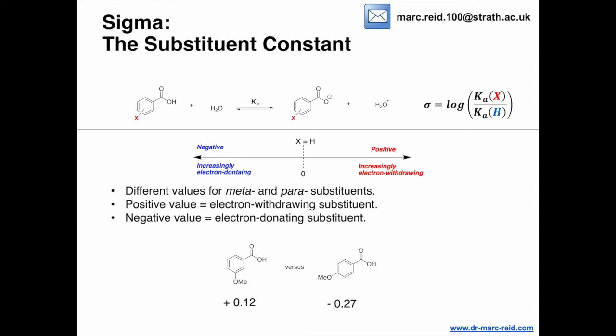Perhaps surprisingly, the meta-methoxy isn't simply less donating relative to para-methoxy. It actually carries a positive value for sigma, inferring that it is, in fact, electron withdrawing in the meta position. In the para position, the methoxy group, or more specifically one of the lone pairs of electrons on the methoxy oxygen atom, aligns in direct conjugation with the carboxyl group, making it more electron rich by resonance donation. No such alignment is possible for meta-methoxy.